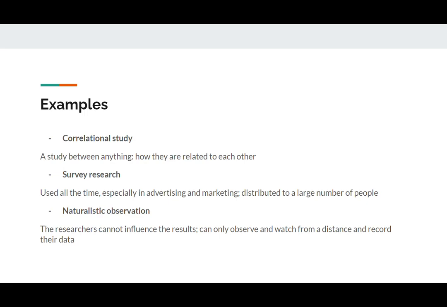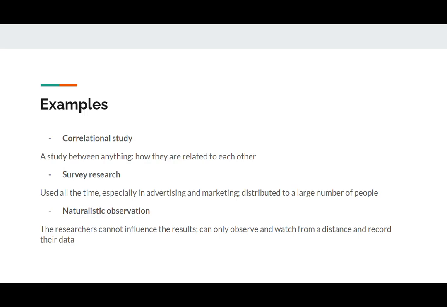And then we have survey research. They're used all the time, especially in advertising and marketing. They're often distributed to a large number of groups, and the results are returned back to the researchers. Since it's really easy to conduct, a simple example would be giving out surveys to your high school classmates and asking their opinions on a new governmental policy, a social media trend, or a social event, I guess.